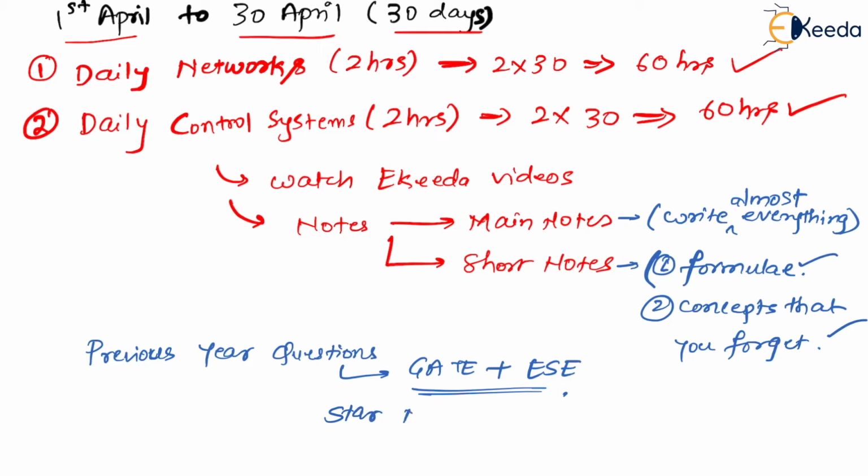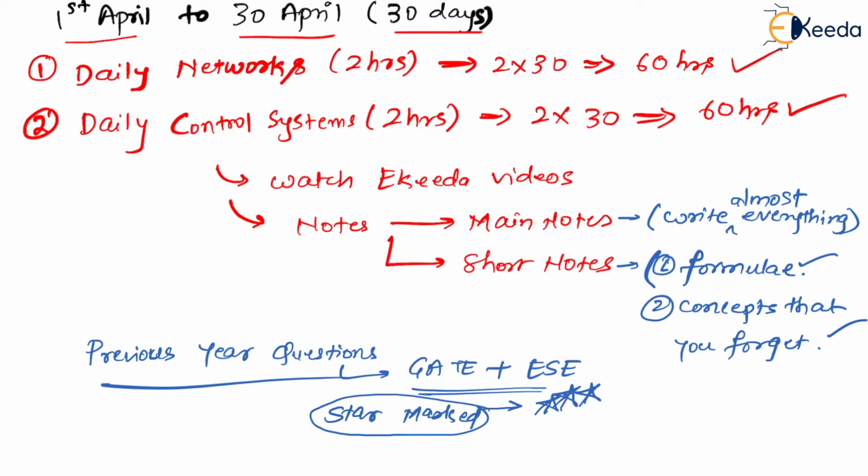Now here also you have to mark some questions as star mark questions. Star mark questions in the sense, sir, for example, you are not able to solve a particular question in your first attempt, then you have to make it 1 star. If you are not able to solve that question even in your second attempt, then you have to make 2 stars. Even if you are not able to solve it in the third, then you have to make it 3 stars. So this is how you are supposed to have star marked questions for your previous year GATE and ESE questions. Now along with that, what are you going to do? So I can say that by the end of 30th April, your networks and control systems have been completely completed.